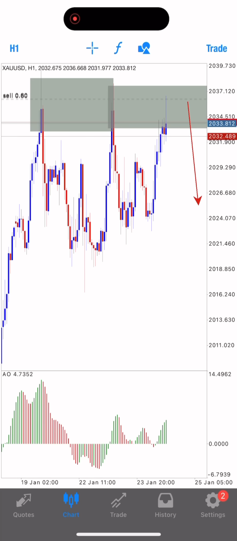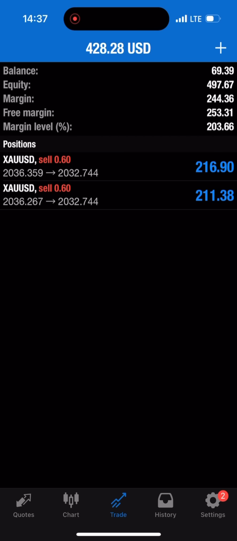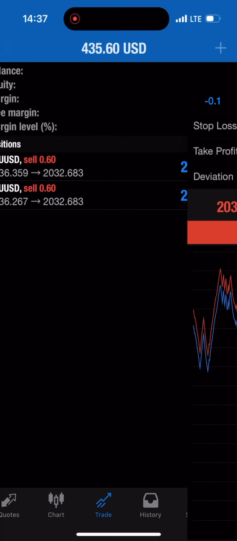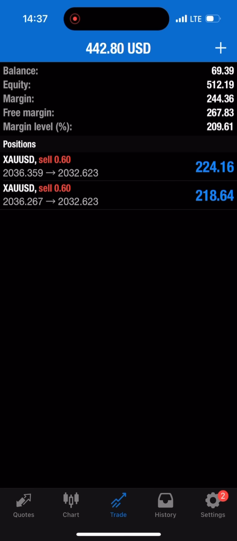Immediately after I entered, it spiked down. But I'm not going to be closing it yet. I'm gonna be holding it, because I'm still expecting it to drop. So guys, it's dropping. I'm running over $500 profit right now.